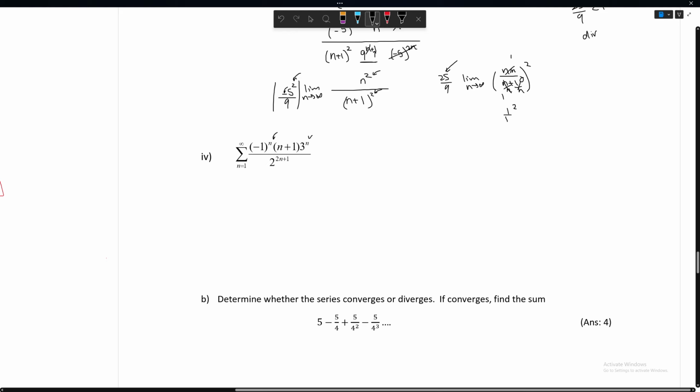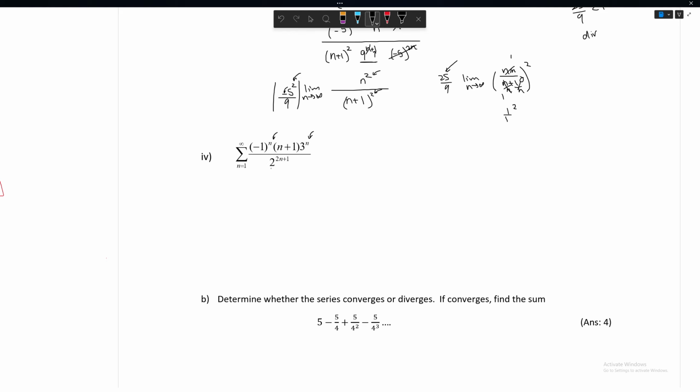Okay? This one more example here. To the n, to the n. Can I write this somehow so that it's to the n? Let's see. Oh, wait. Only the 3 to the n here. This thing is not to the n. So I can't even use root here. So that's ratio. Let's do ratio on here.